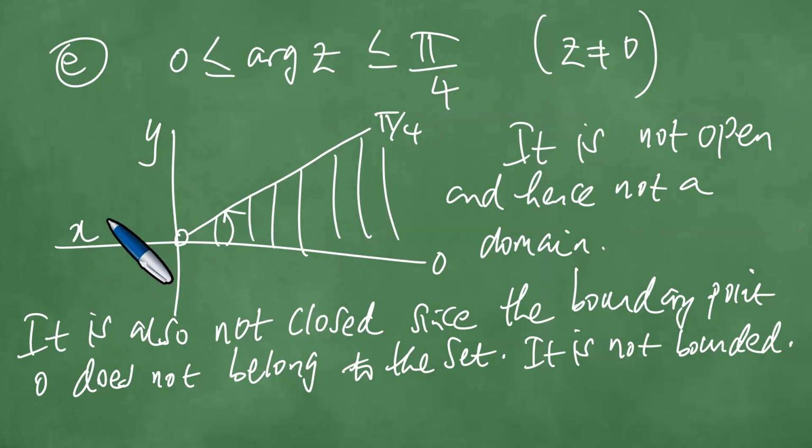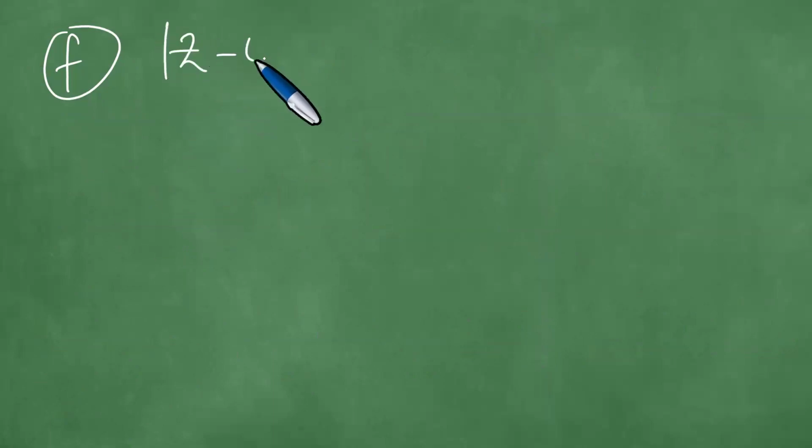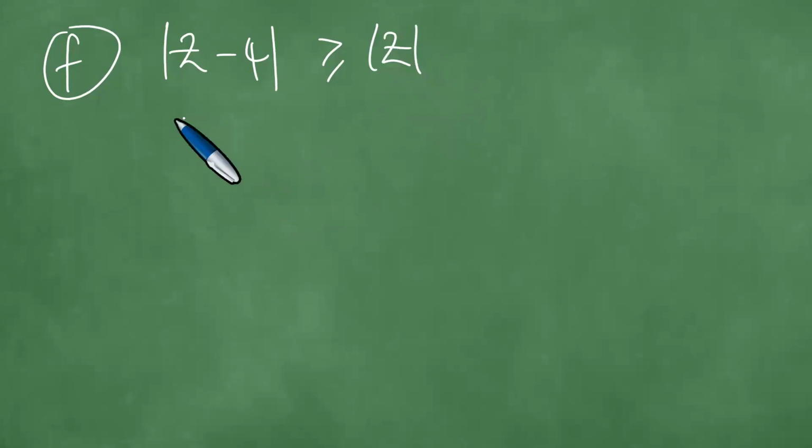Okay, now I want us to look at another one. Let us look at the part F before we look at the closure of sets. So part F is z minus 4 is greater or equal to modulus of z.